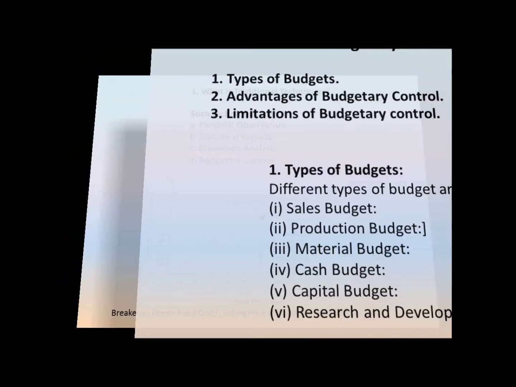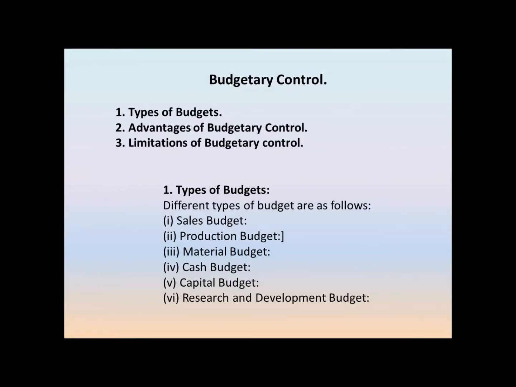Types of budget. Different types of budget are as follows. 1. Sales budget. Sales budget is expected sales in terms of quantity as well as volume. Second, production budget. Production budget is expected production in a budgeted period. Third, material budget. Material budget is expected quantity and cost of material required for production. Fourth is cash budget. Cash budget is expected inflow and outflow of cash for the budgeted period.